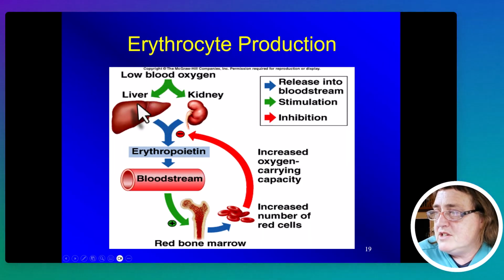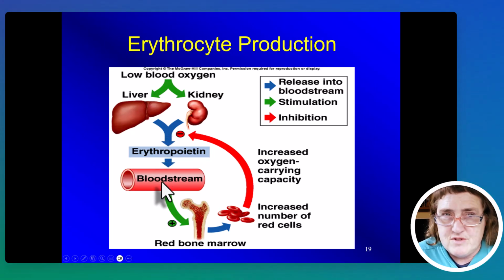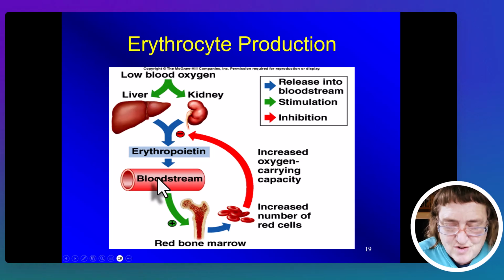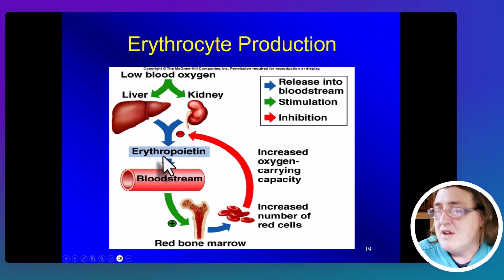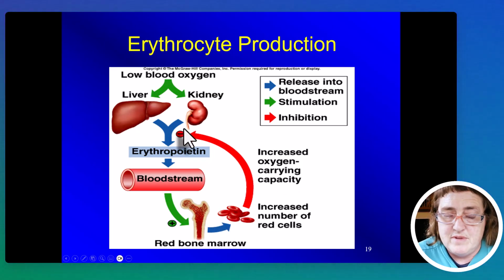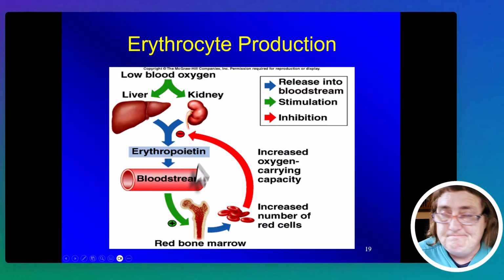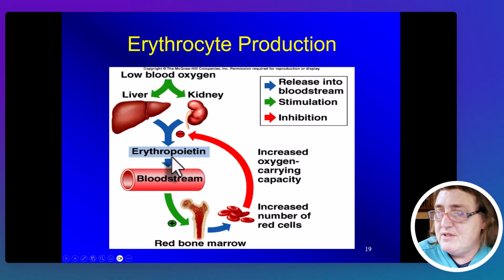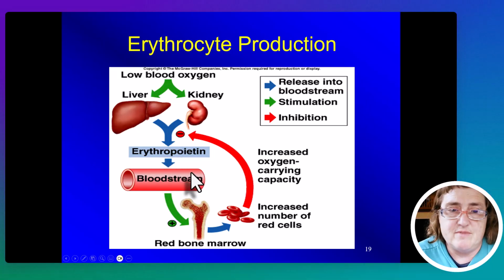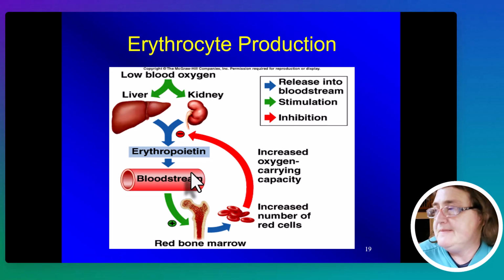So low blood oxygen tells the kidney to release erythropoietin. It travels through the blood because, remember, the definition of a hormone is a chemical found in the blood that changes the function of a target cell. So it goes through the blood, it targets the red bone marrow and says, hey, you need to make more red blood cells. And so now you have more ability to carry oxygen. We actually can mimic this. We can give you a shot of erythropoietin to try to induce this process if for some reason you don't make enough red blood cells.